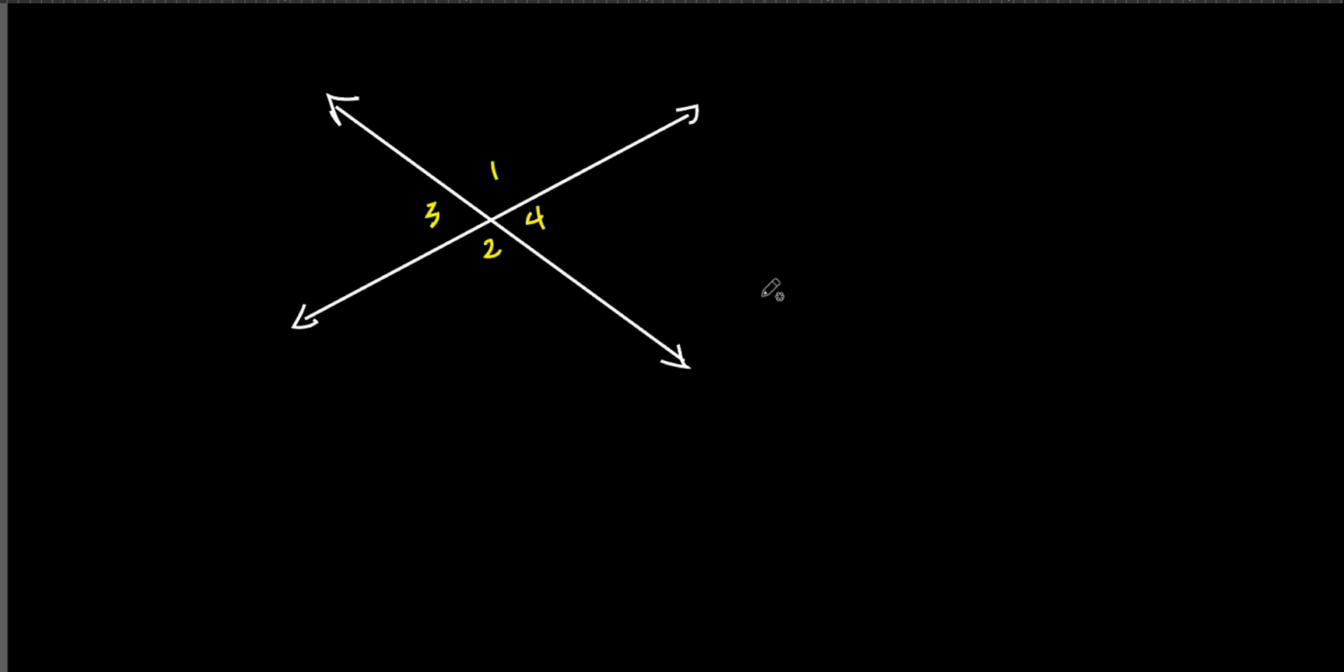Now, we have a thing. I don't know if it's a postulate or a theorem. It's probably a theorem because I think you can prove it. There's a theorem that says that the angles that are across from each other, do you see? Which ones are across from each other?